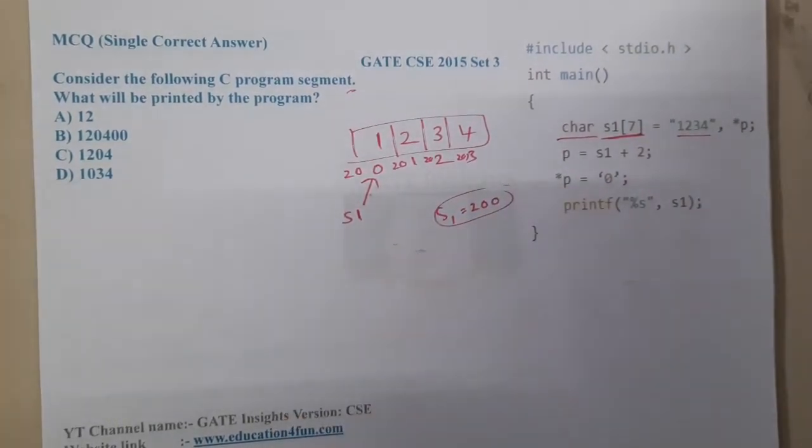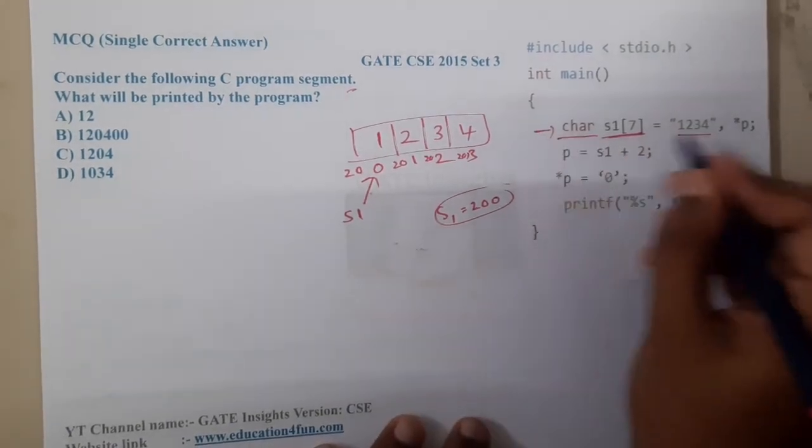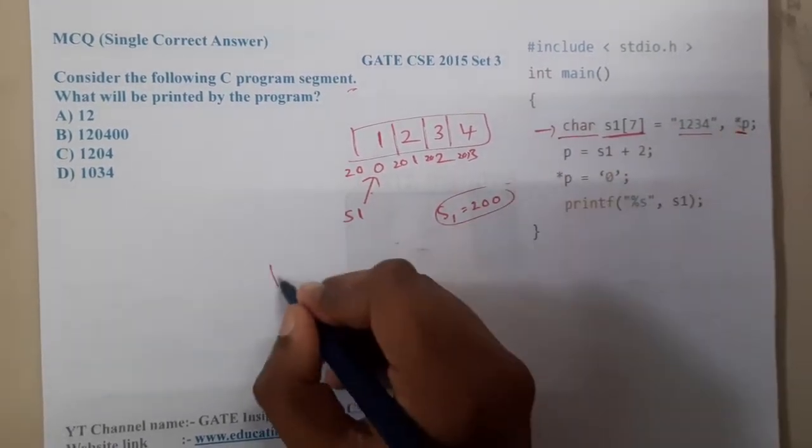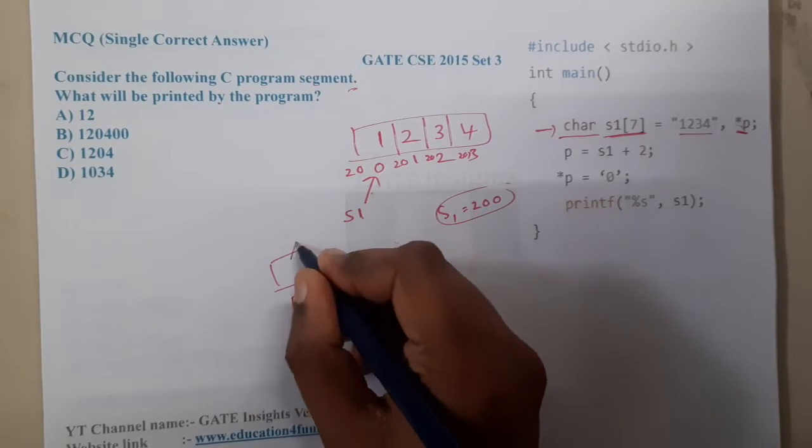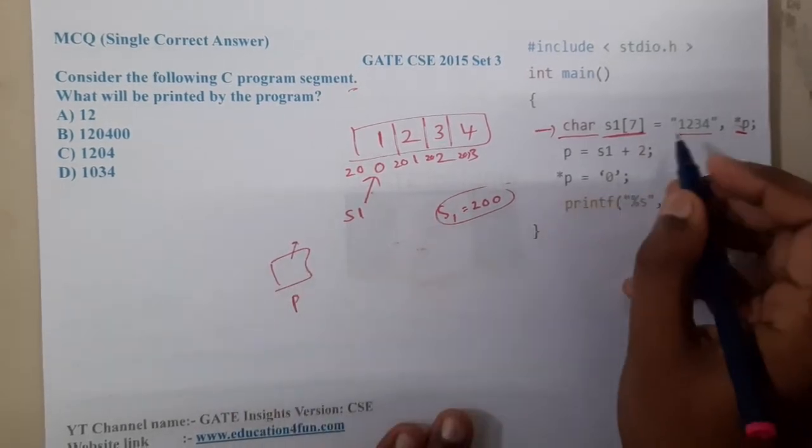Now let us go through the next statement. So this statement is done. Here we created one more pointer star p. So one more pointer p is there. It should point to some other location at random, right? So let us start.